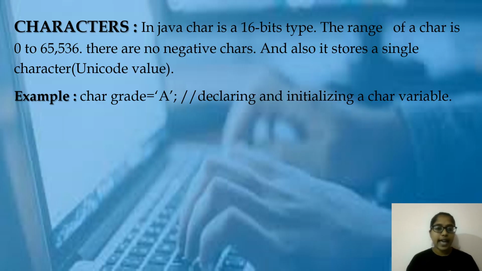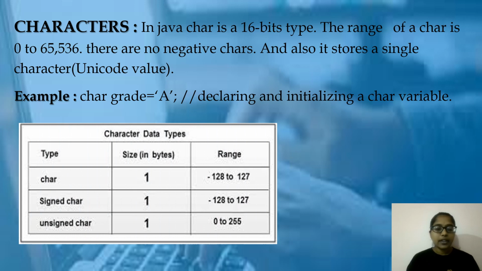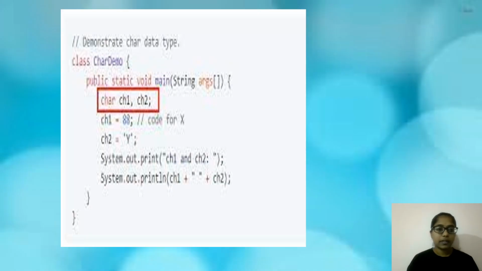Next, we'll see characters. In Java, char is a 16-bit type. The range of char is 0 to 65,536. There are no negative chars, and it stores a single character, a Unicode value. Char grade equals A, declaring and initializing the char variable. We can see char size is 1, signed char is also 1 and unsigned char is also 1.